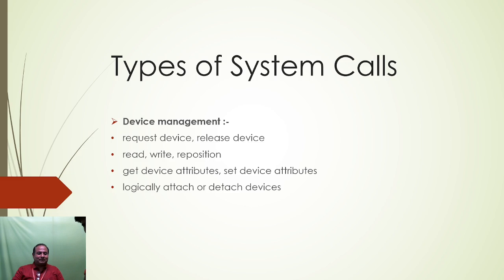For device management, there are different kinds of system calls. One is requesting devices: we have the request device system call, and for releasing the devices we have the release device system call. Similarly, read device, write device, and repositioning. So for all of this we use these kinds of system calls.